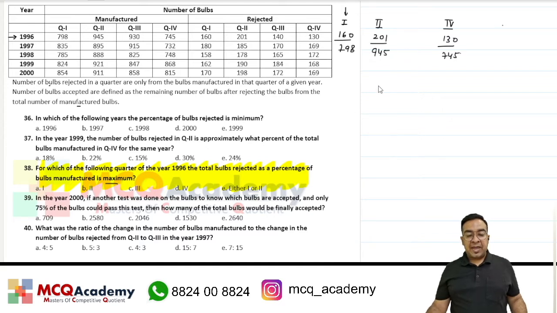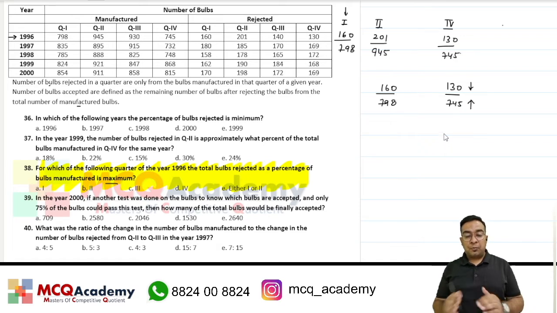Next, let's compare first with third. So 160 upon 798 as compared to 130 upon 745. The value of numerator is decreasing, suggesting that the value of fraction should also be decreasing. 798 to 745, the value of denominator is decreasing, suggesting that the value of fraction should be going up.